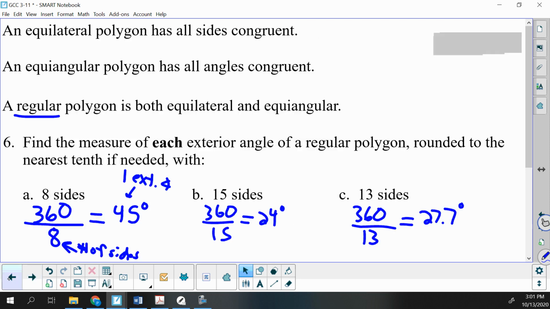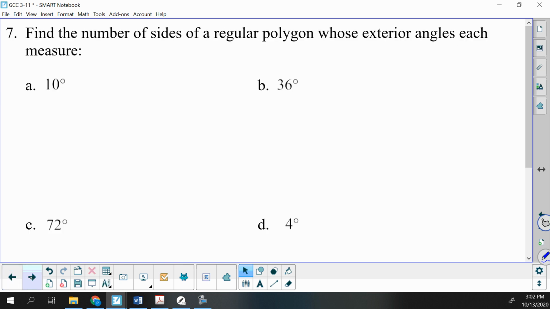Well, let's go back here. We know it's 360 over the number of sides is equal to one exterior angle. So it's 360 over the number of sides. Well, we don't know the number of sides. Let's call it n, is equal to one exterior angle, which is what they're telling us in the question, so 10.